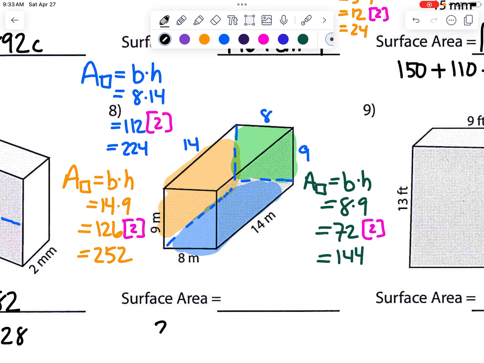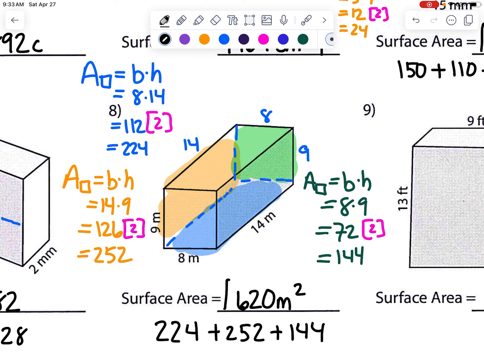Now for the final step, we're going to add 224 plus 252 plus 144. So let's see what we get. 224 plus 252 plus 144. That equals 620 meters squared.